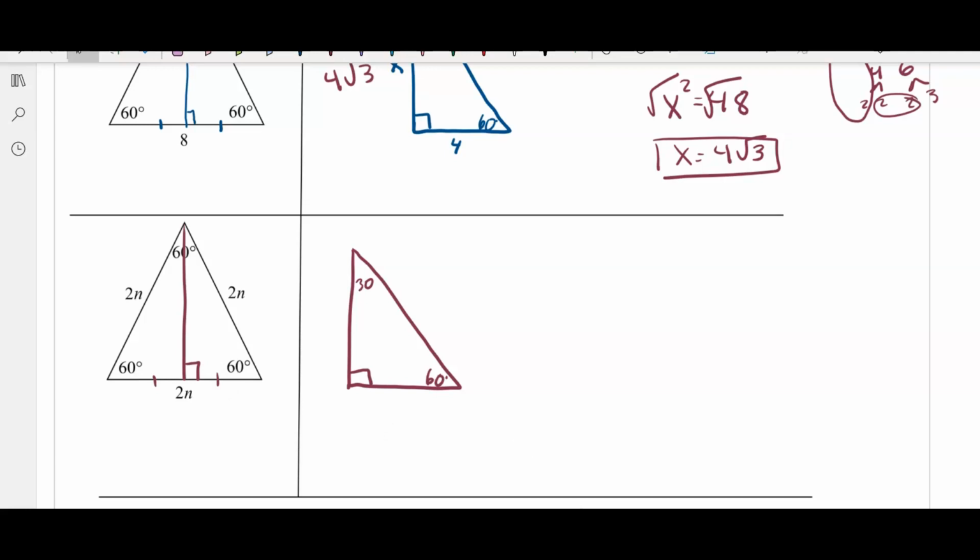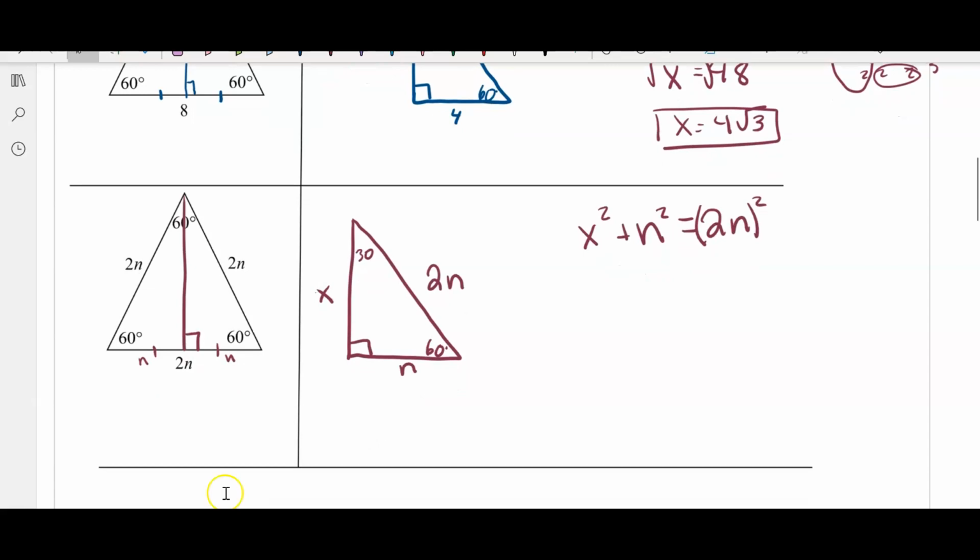We know that's divided into 2, right? So each part is going to be n and n. So we're going to have an n here. This is 2n. And we're going to find this side here. So we're going to do x squared plus n squared equals 2n squared. Now go ahead and pause the video here and try to do the Pythagorean theorem to see what we are going to get for x.